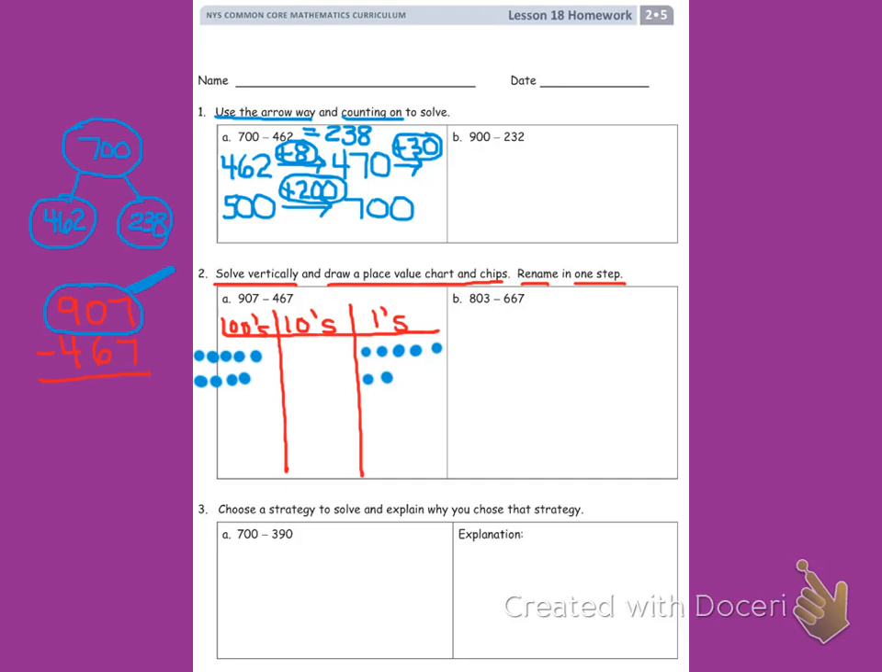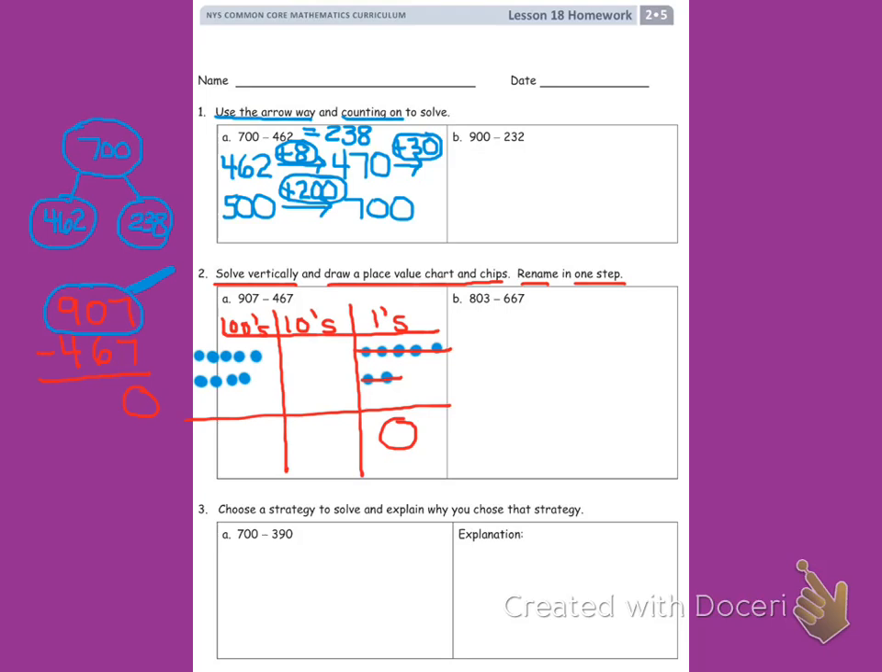If I have 7 ones, can I take away 7 ones? Sure. 7 take away 7 looks like this. I crossed out all 7 ones. That leaves me with 0 ones left. If I have 0 tens, can I take away 6 tens? No. If you have nothing, you can't take anything away.